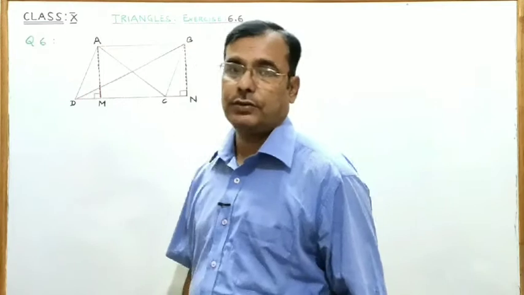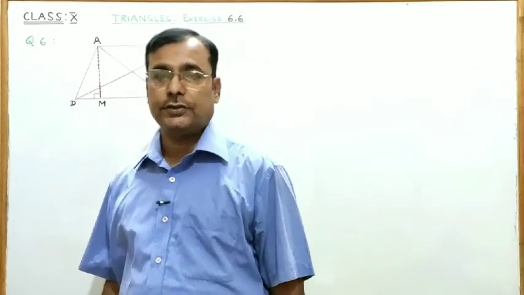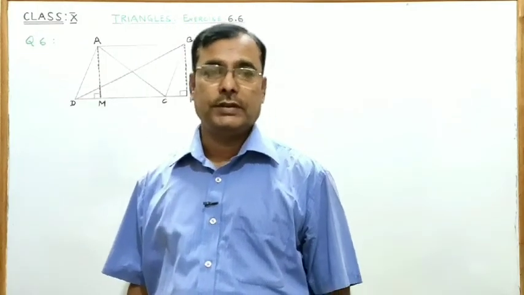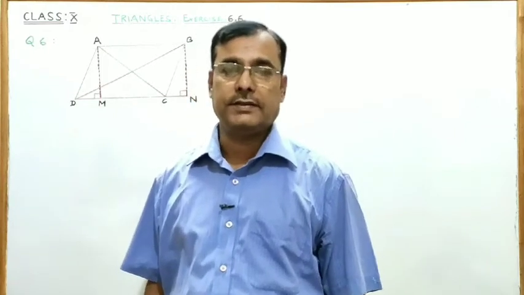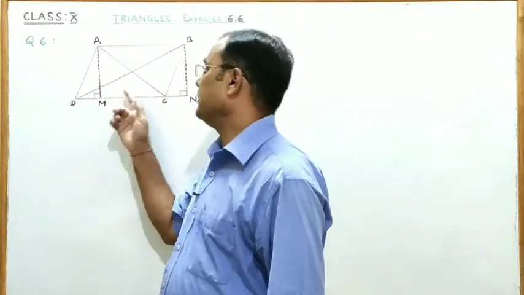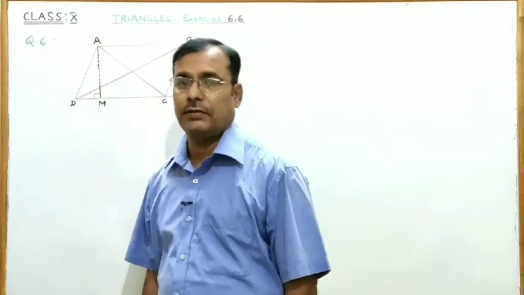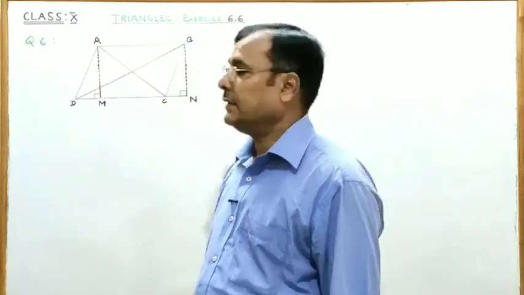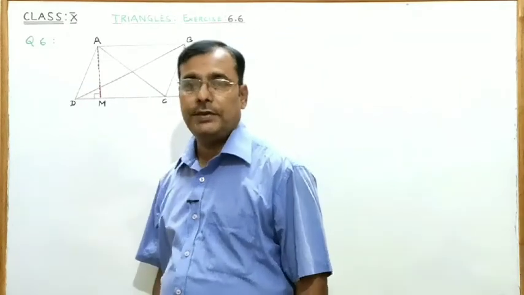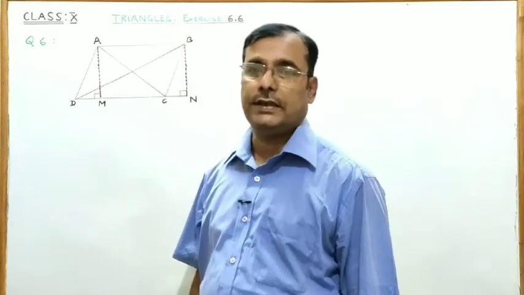Exercise 6.6, question number 6. Prove that the sum of the squares of the diagonals of a parallelogram is equal to the sum of the squares of its sides. Here in this figure, ABCD is a parallelogram. AC and BD are the diagonals of the parallelogram, and we have to prove that AC square plus BD square is equal to AB square plus BC square plus CD square plus DA square.